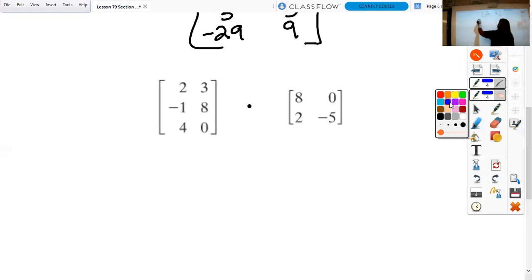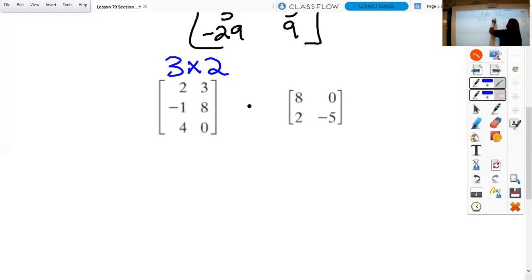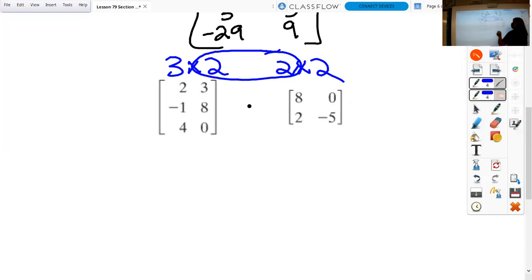All right, so we have a 3 by 2 and a 2 by 2. Okay, so we make sure that the insides match up so they cancel out. And our answer is going to be a 3 by 2. All right, so I'm going to set up 3 rows, 2 columns.